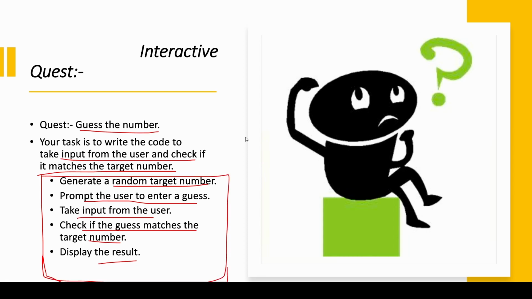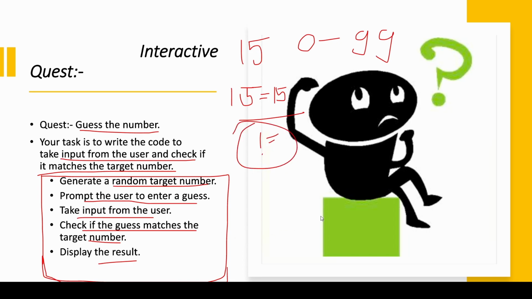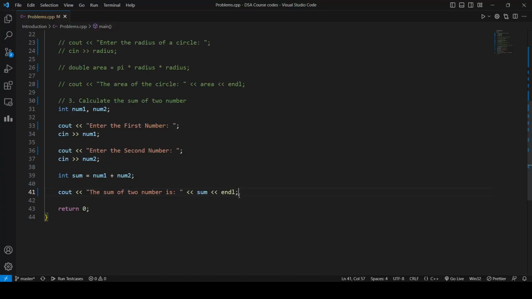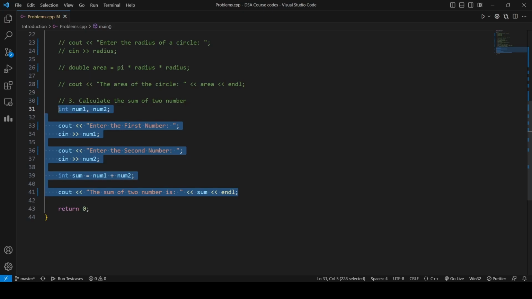In this game, the user has to input a number. For example, if the user chooses 15, and the user has to choose a number between 0 and 99, and if this number 15 matches the random number generated by the computer, then you win. If not, then you lose. You have to play it again. So let's continue and make this game successfully. Here I have to comment out this third program also.